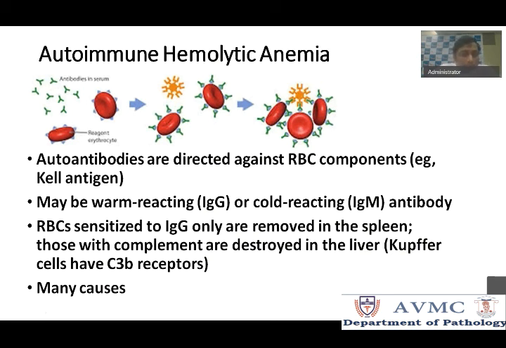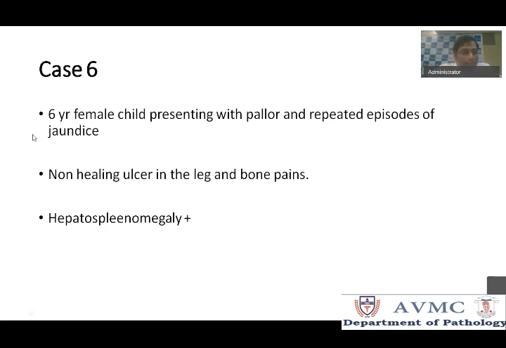So spherocytes are seen in hereditary spherocytosis and autoimmune hemolytic anemia. If you find spherocytes along with RBC agglutination, then the diagnosis should be autoimmune hemolytic anemia, not hereditary spherocytosis. Right. Let's go for the next case.